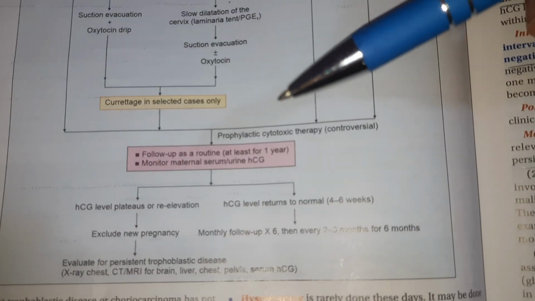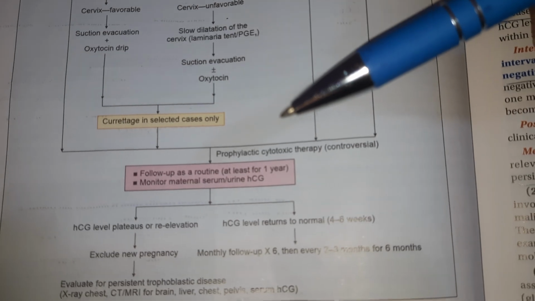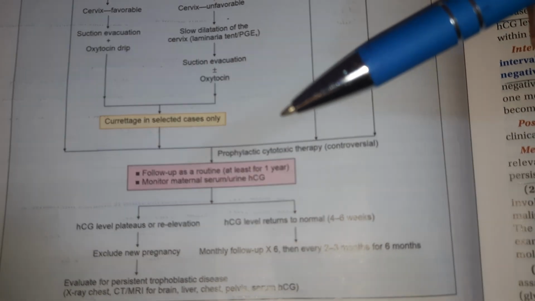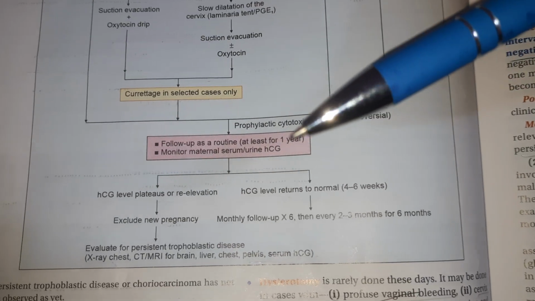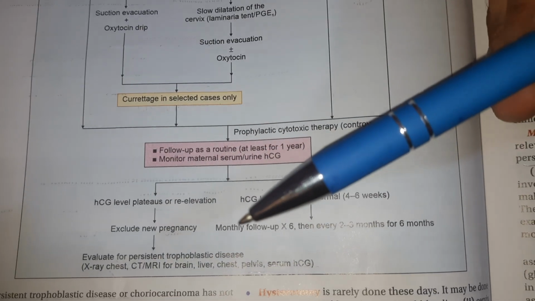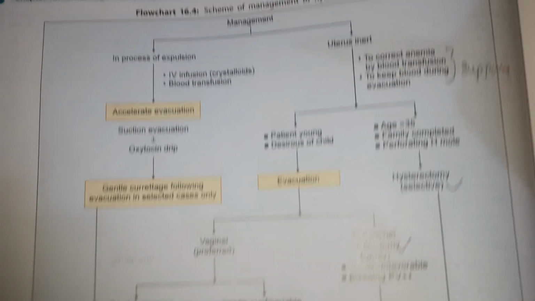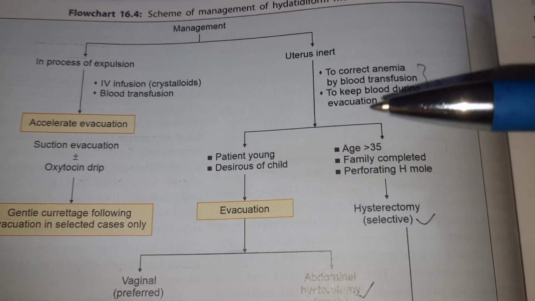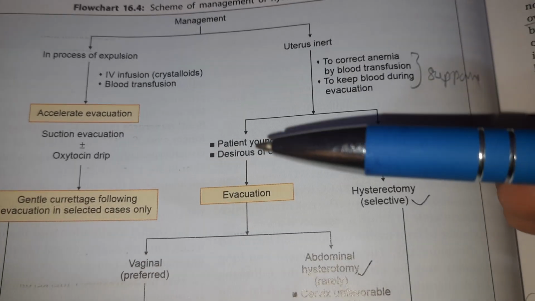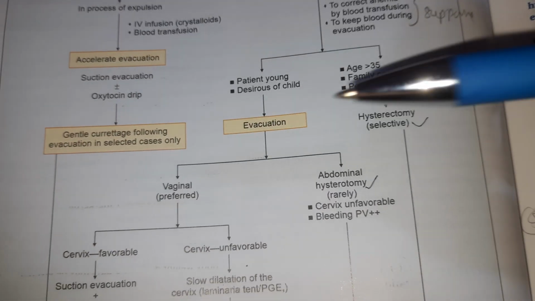And finally, we have to follow up the patient routinely for at least 1 year, and monitor the serum HCG level regularly and exclude new pregnancy. So this is all. If the uterus is inert, we have to do all this supportive therapy. And if the patient is young and desirous of a child, we have a different management. We have to do evacuation.